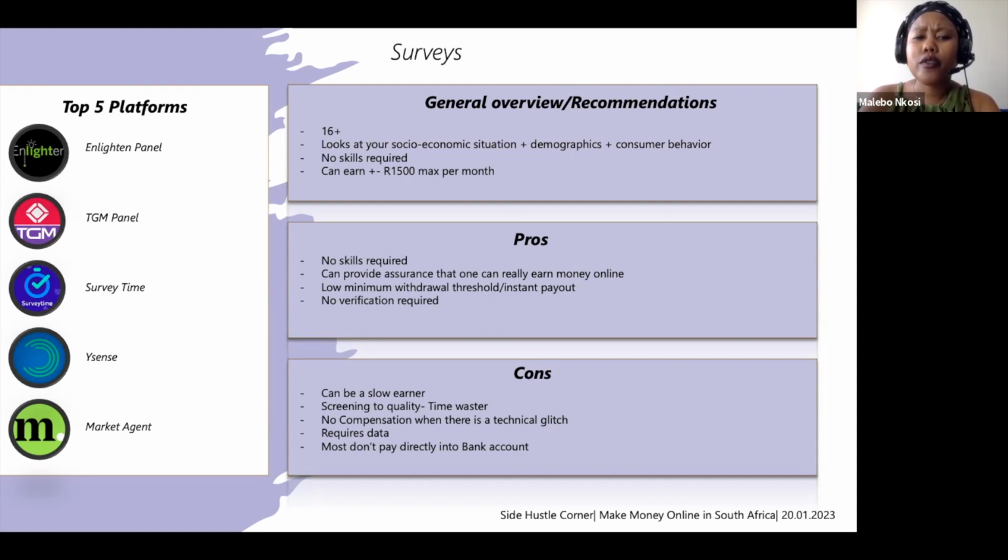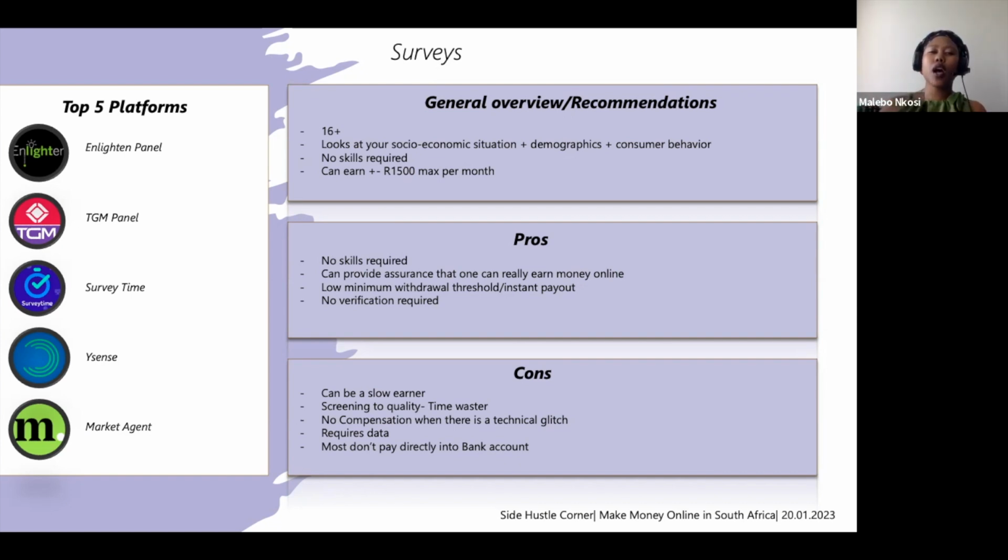And then the pros of this are that no skill is required, and it can also provide you with an assurance that one can make money online. Some of them have a low minimum withdrawal threshold or instant payout. So with Survey Time, the moment you finish your survey, they will pay you your $1, which is about $18, to your PayPal account. Most of them, there's no verification required.